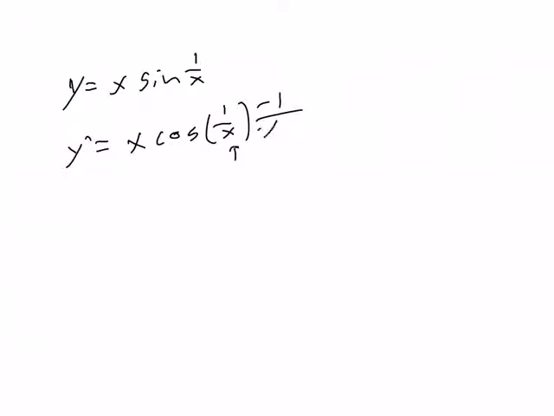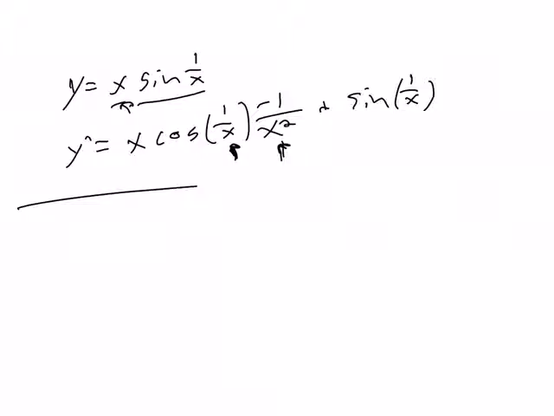Problem 34, y is equal to x sine 1 over x, so y prime is going to be x times cosine 1 over x times the derivative of 1 over x, which is negative 1 over x squared, right? So again, x, and then we take the derivative of sine, which is cosine, we leave that, times the derivative of 1 over x, which is that, plus sine of 1 over x times the derivative of x, which is 1.